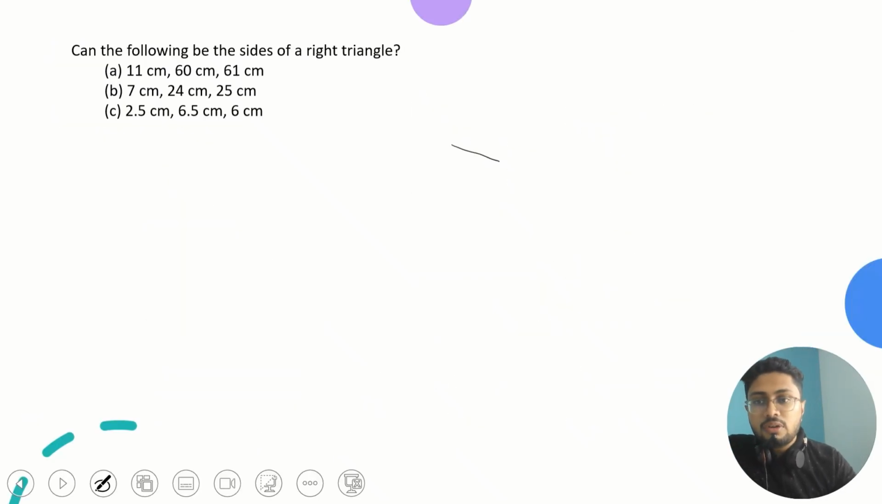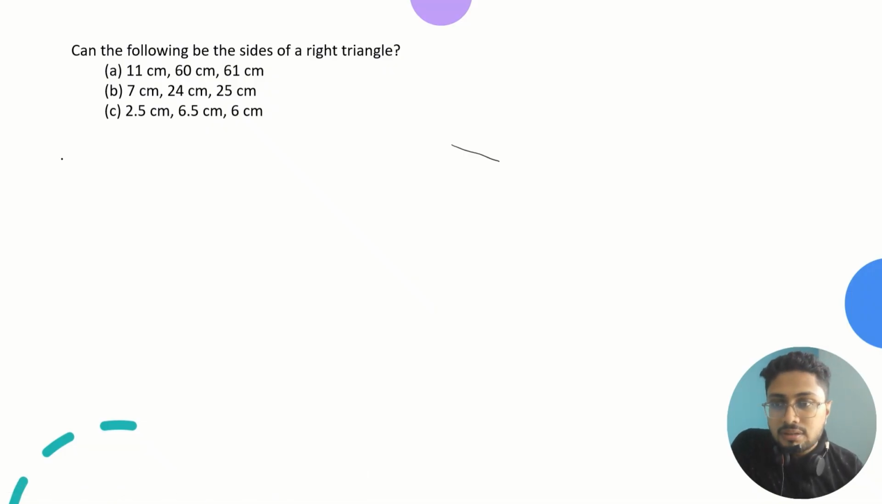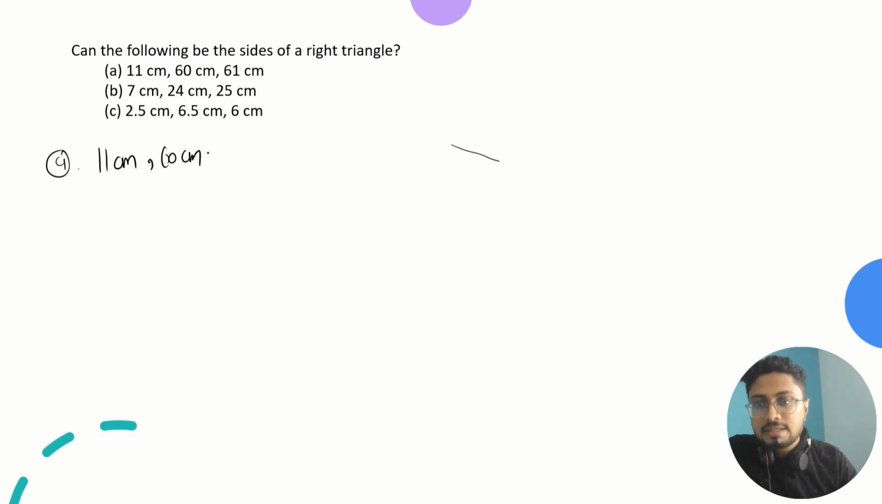Basic is what: can the following be the sides of a right angle triangle? So how do we have to check? First, let's consider the first one: 11 centimeter, 60 centimeters, 61 centimeter. Now how do we use this? First of all, always consider the hypotenuse as the longest side of the triangle, but in which triangle? Right angle triangle. So we will have the hypotenuse as 61 centimeter.